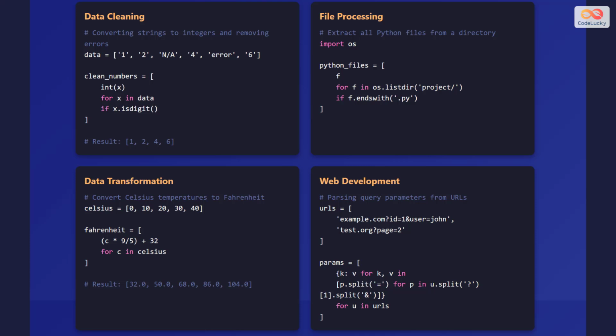They are also helpful in data transformation. Convert Celsius temperatures to Fahrenheit using a simple formula inside a list comprehension. Also, in web development, you can parse query parameters from URLs, extracting key-value pairs into a dictionary.